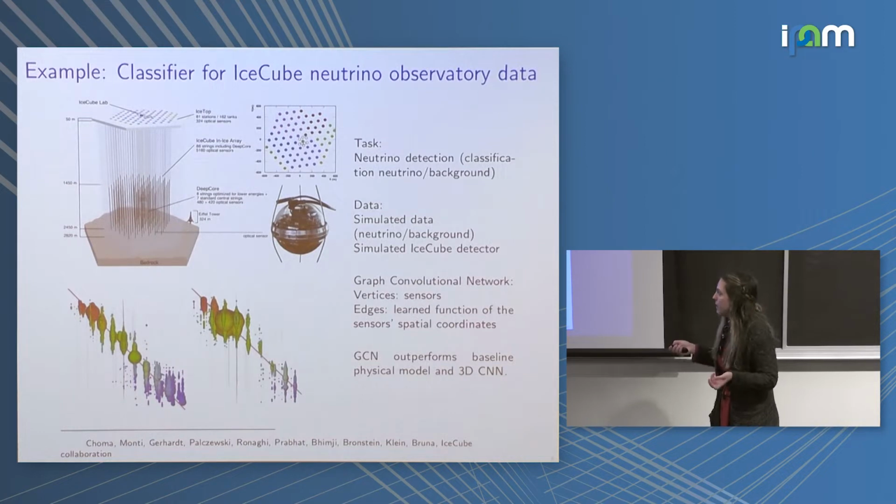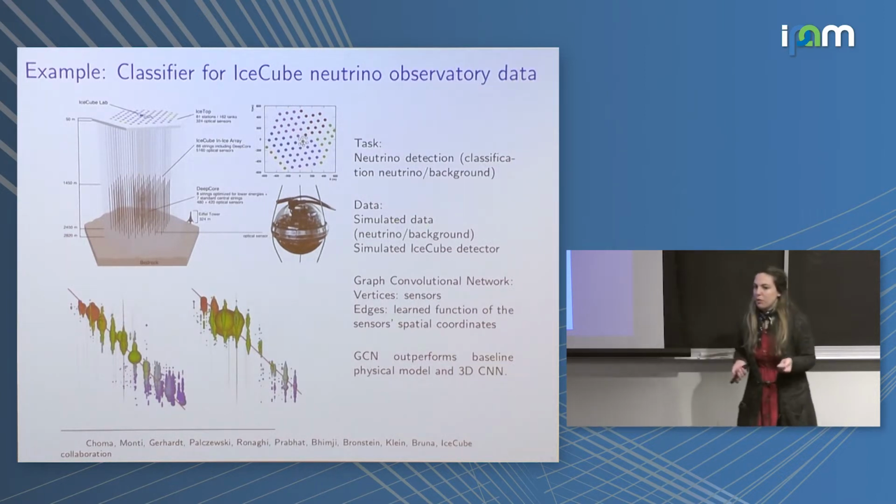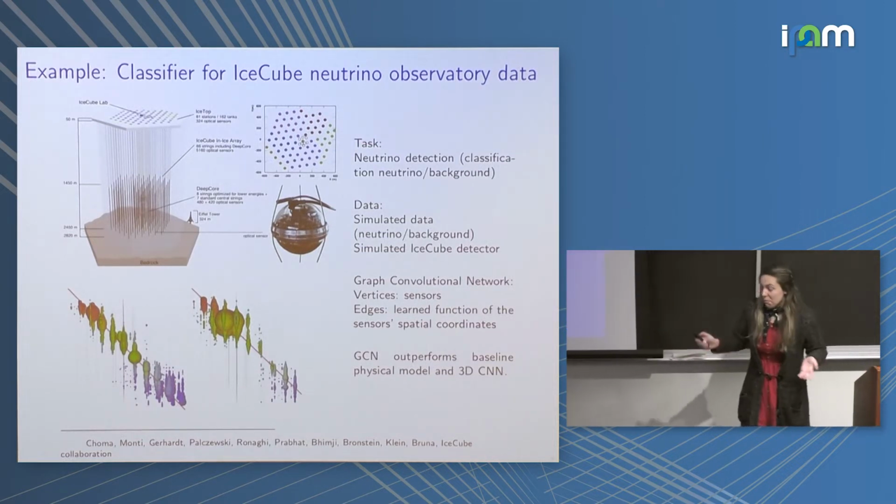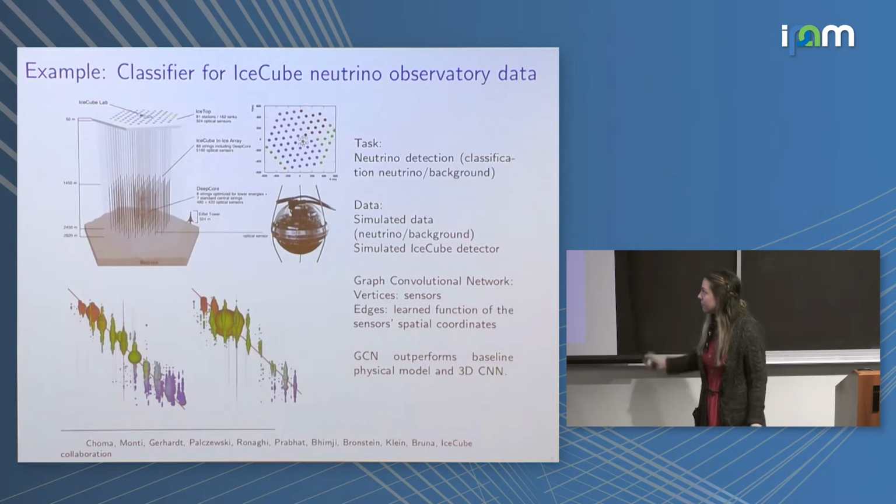So you can think of this as a graph, and they model this problem as a graph neural network. They compare with baseline methods like 3D convolutional neural networks, such as for the spatial information, and the physics baseline methods. For all these, they do it on simulated data, and they surpass the state of the art. And this paper won a prize, so that's pretty nice.